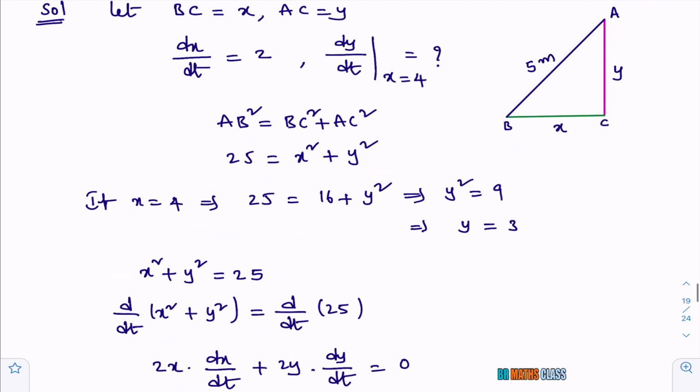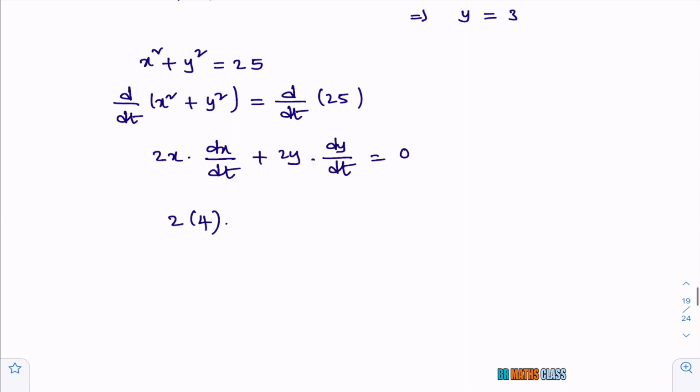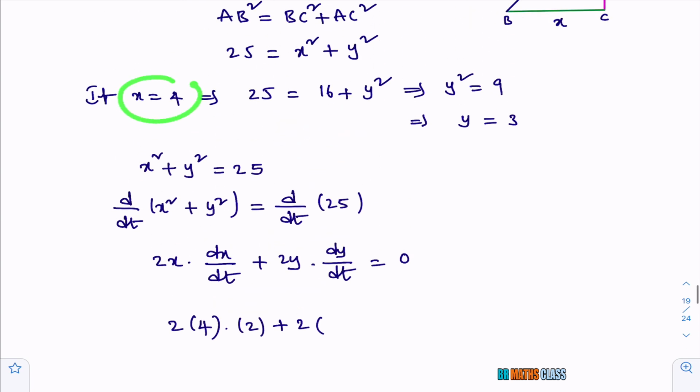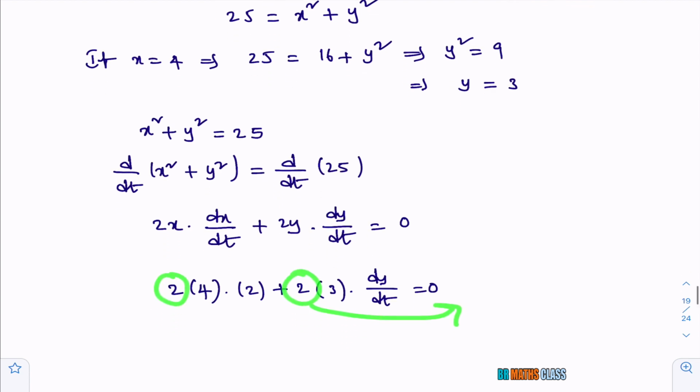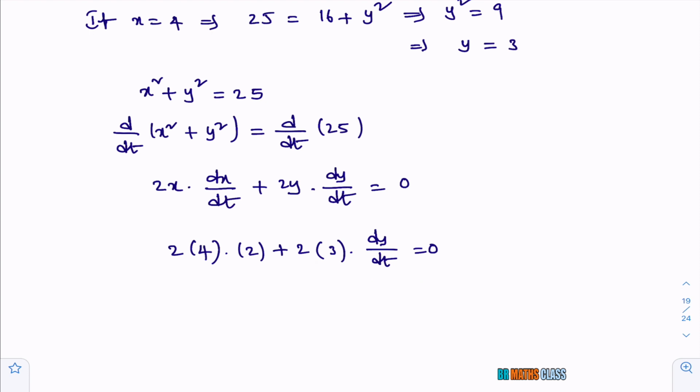You see the question. In the question they given dx by dt as 2. So in place of dx by dt, you write 2 plus 2 into y. What is y? Here when x equal to 4, y equal to 3 is there. So in place of y, you write 3. 2 into 3 into dy by dt equal to 0. You see here 2 we can take common. If we take that common and take it to the right hand side, 0 divided by 2 is 0 only. So if I simplify this, what I'll get further? 4 2s are 8 plus 3 into dy by dt equal to 0.